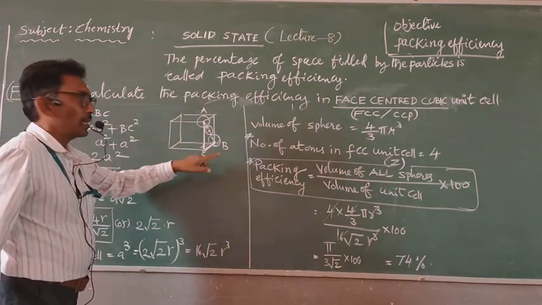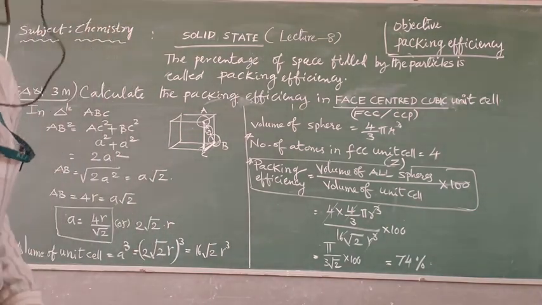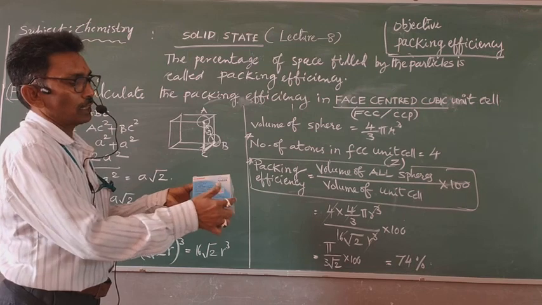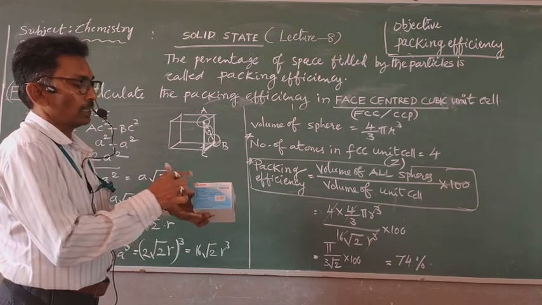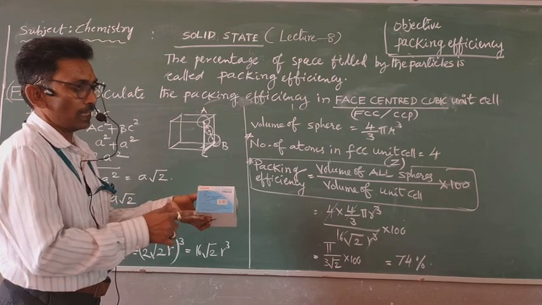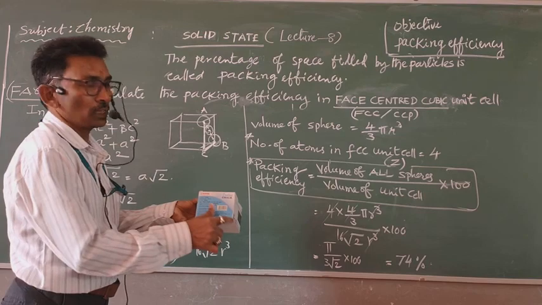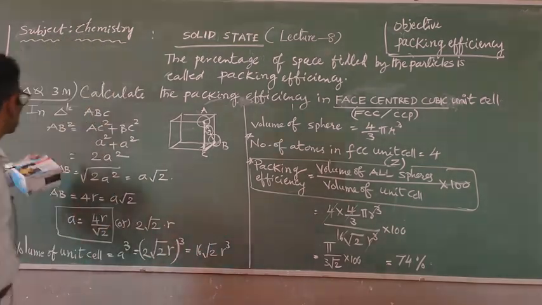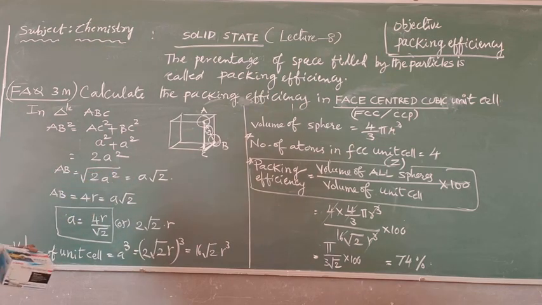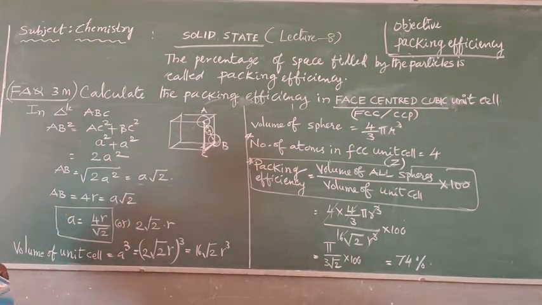These are the particles arranged along the face diagonal of the cube. This is the face diagonal: corner, face centered, opposite corner. This is A and B, what I marked, and this is C. AC is one side, BC is another side, and AB is the hypotenuse. So hypotenuse square is equal to side square plus side square. You will have the face diagonal. This is the face diagonal, already studied in mathematics.